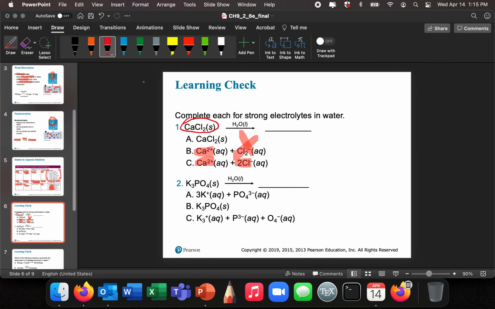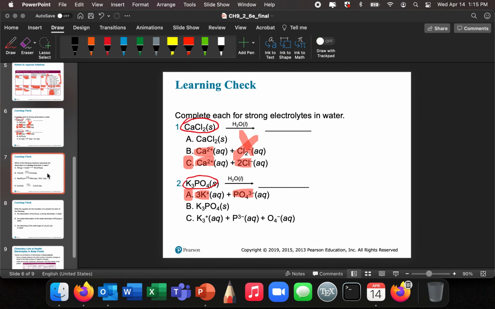Okay? The next one, potassium phosphate, that's going to break up as 3 potassium ions, and that's the only one that's left, right? So it's going to be that, phosphates. 3 potassiums and 1 phosphate. All right, so it looks like it's going to be C here and A here. All right, let's do a couple more learning checks.